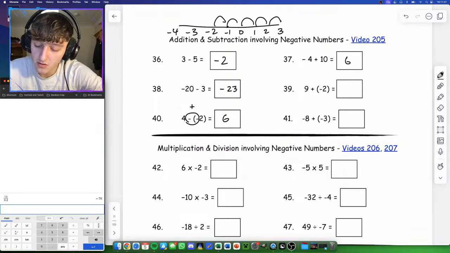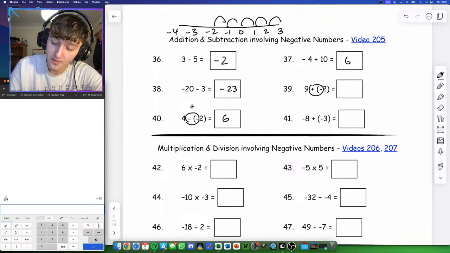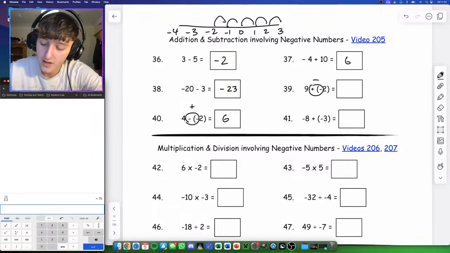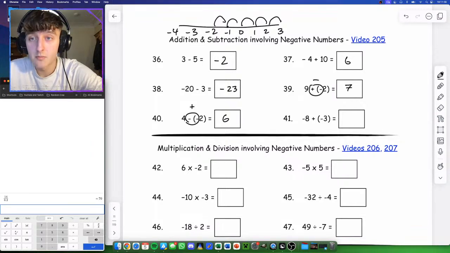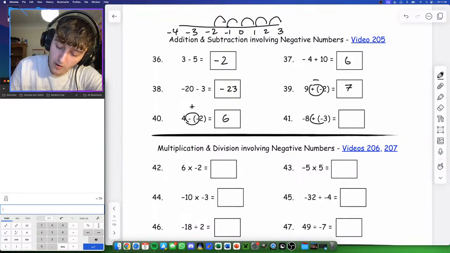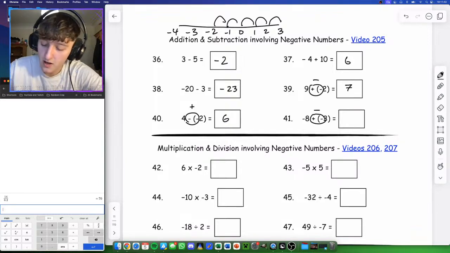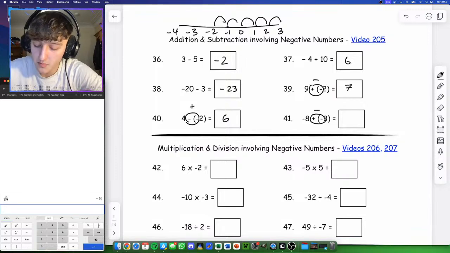9 plus -2, notice how the signs are different, so it's going to be minus, then it's going to be a 7. -8 plus -3, signs are different, so it's going to be minus. There you go, so it is -11.